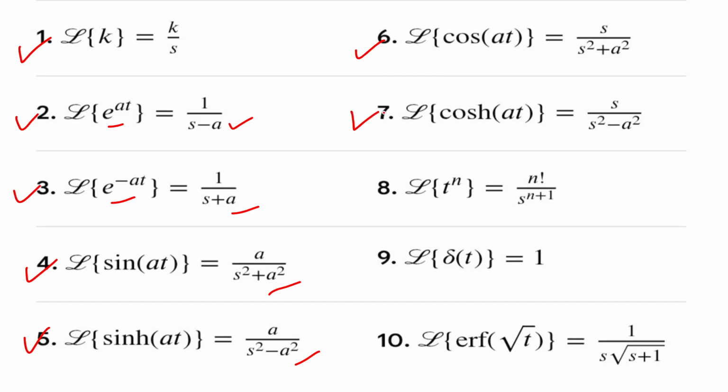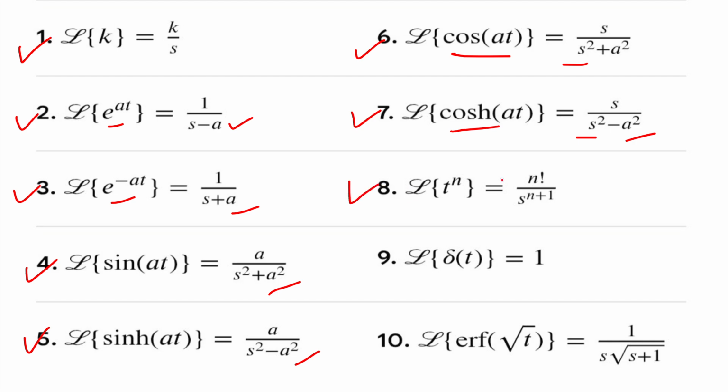Formula number 7, formula number 6 and 7 are again the same. Cos at is a trigonometric term and cos h at is a hyperbolic term. So for cos we consider s upon s square plus a square, and for cos h at we consider s upon s square minus a square. When a hyperbolic term is there, you have to consider minus in the denominator. Remember this.